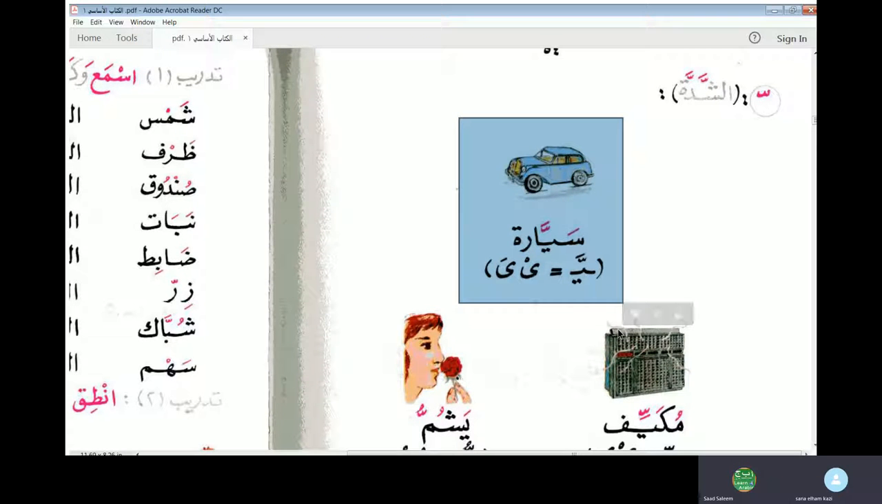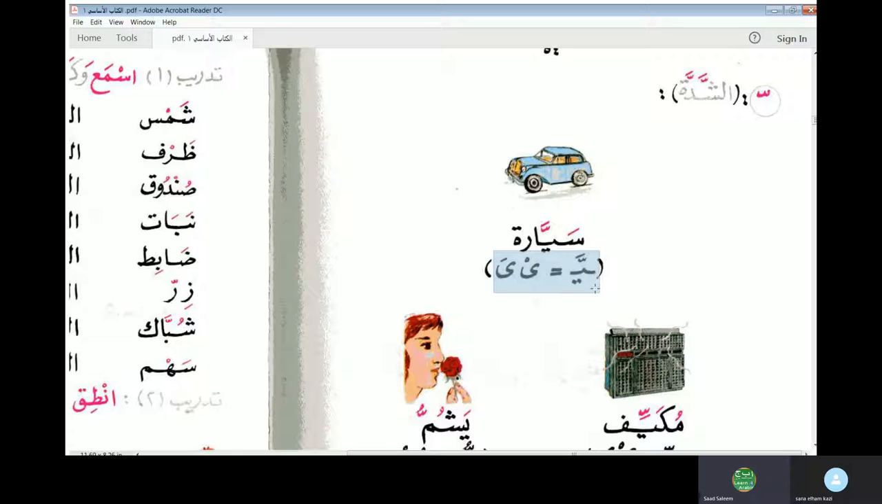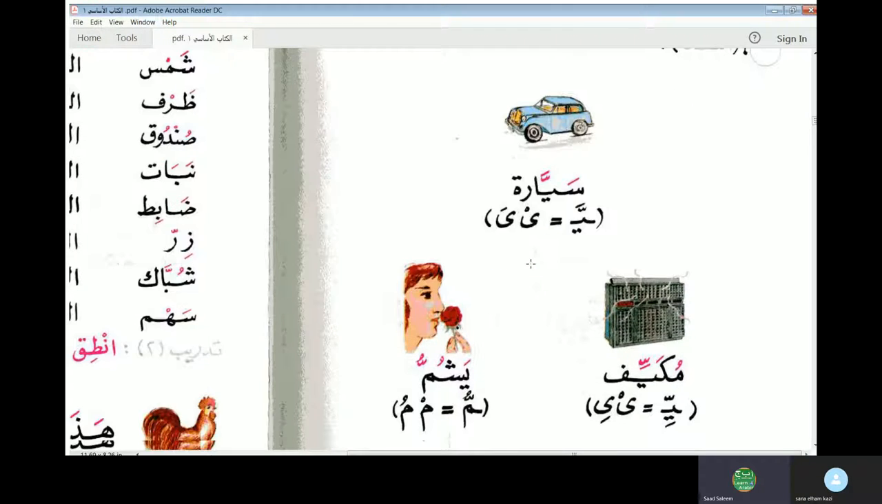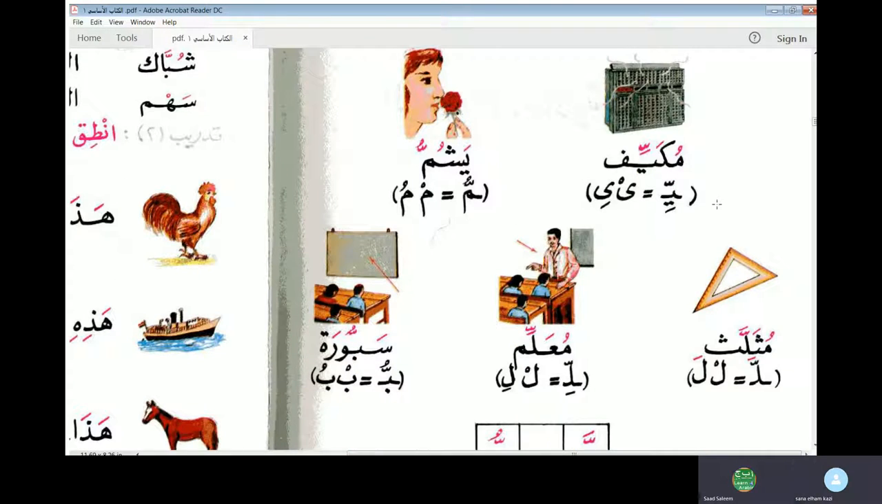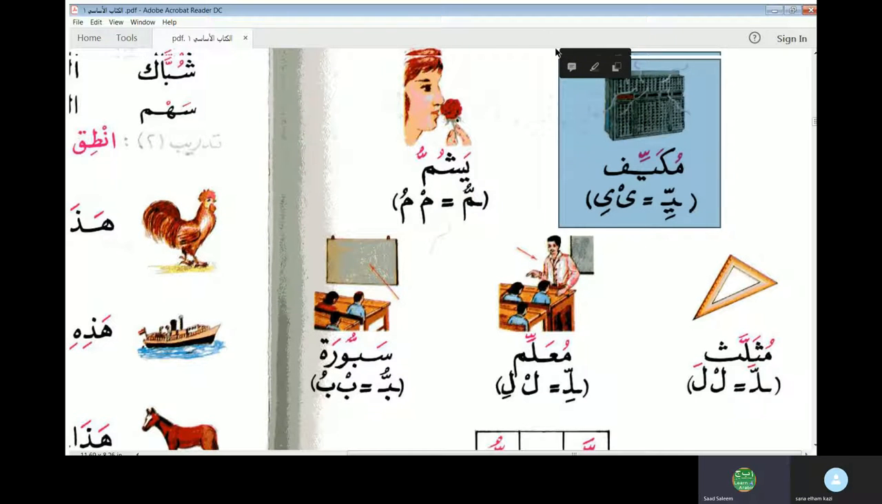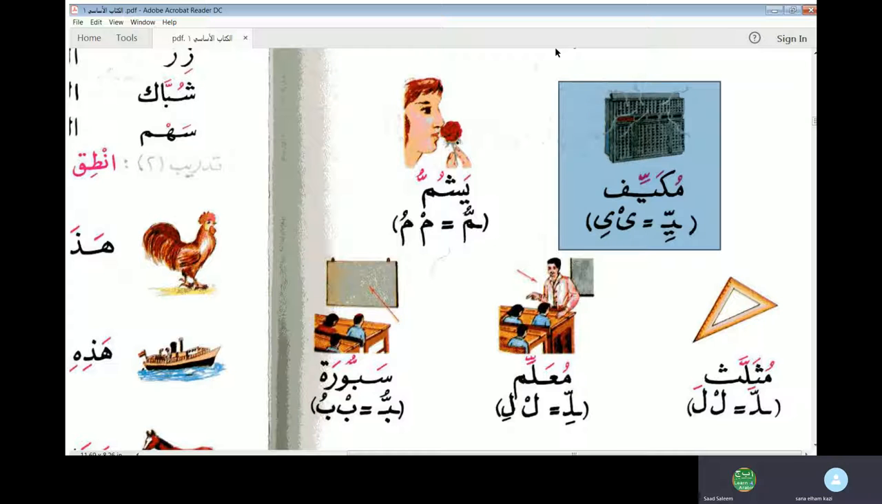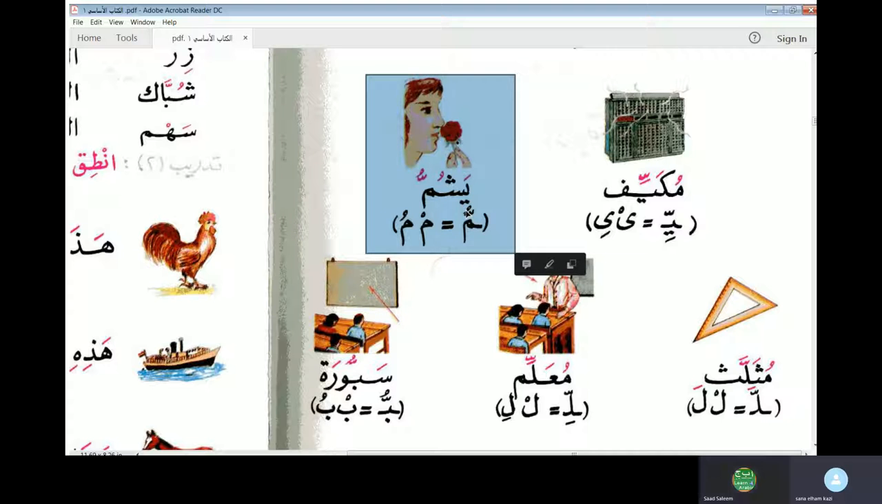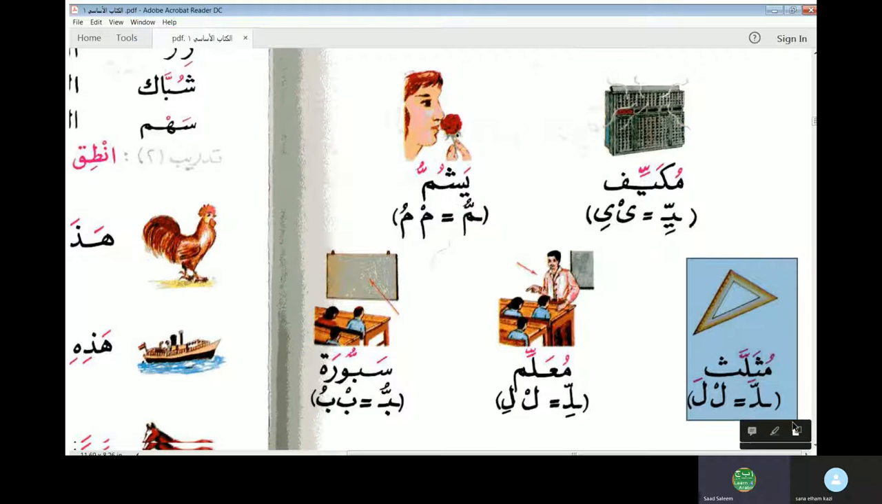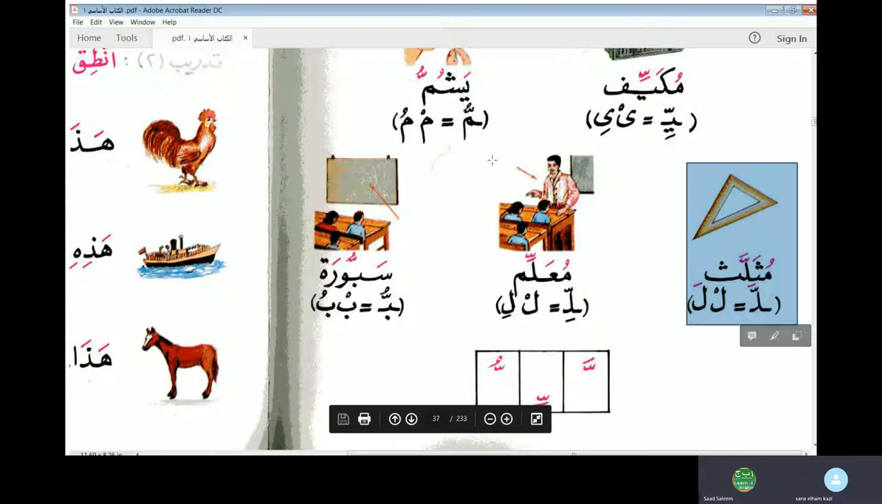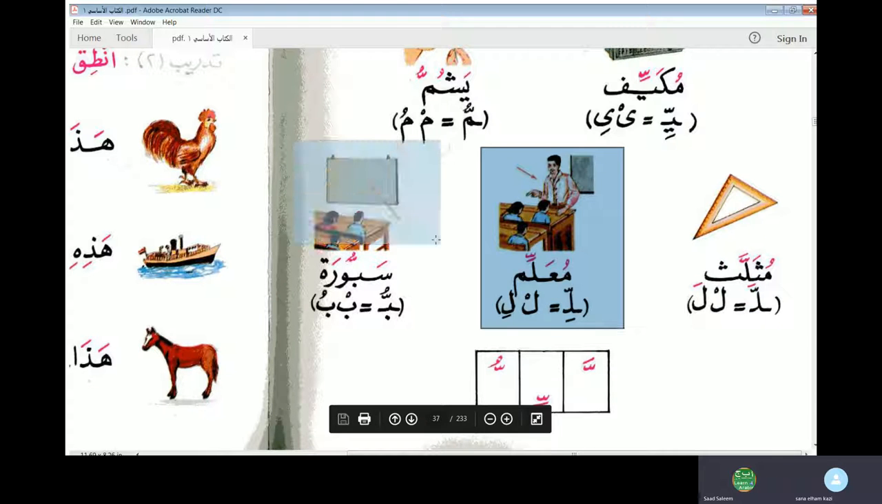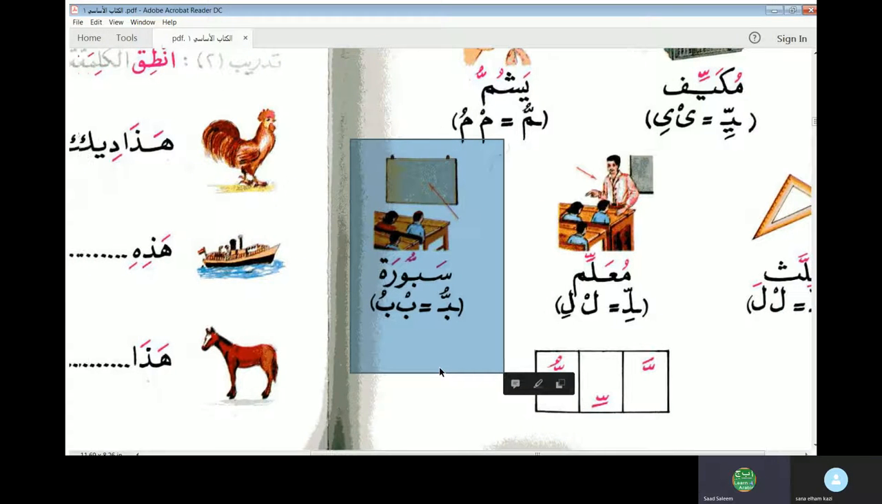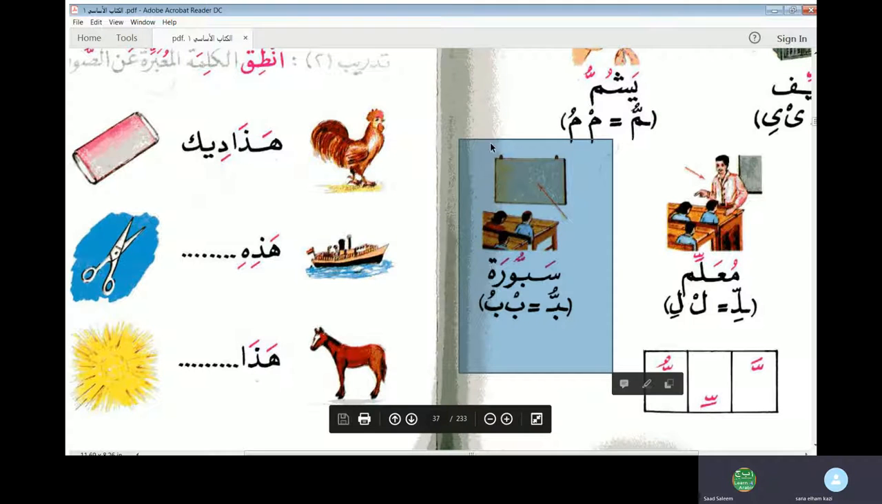So, sayyara is car. So, this is the meaning of shadda. Whenever we see shadda, it means the first alphabet is with sukoon and the second alphabet is with a vowel. Mukayyif means adapter. Yashummu, he smells. Muthallath, triangle. Muallim, teacher. Sabura, blackboard.